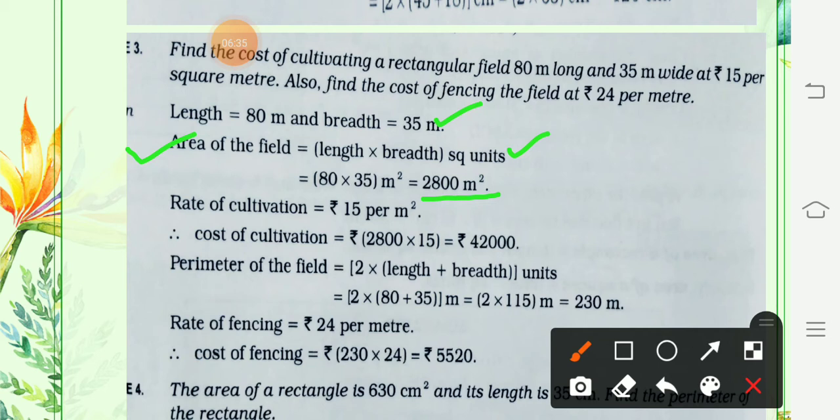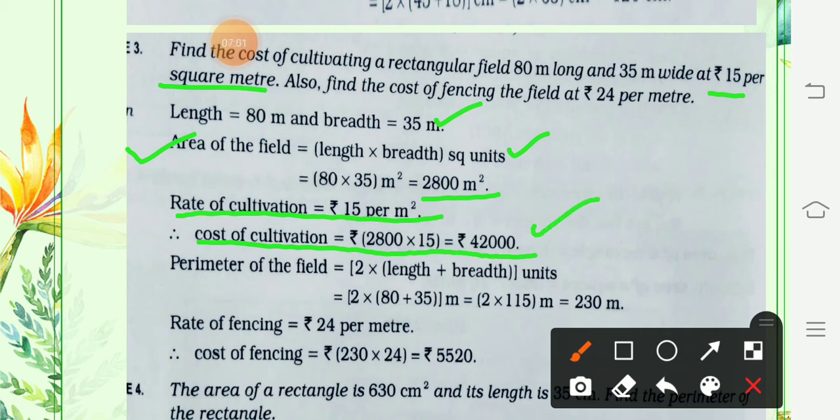Cultivating at rupees 15 per square meter. Rate of cultivating is equal to rupees 15 per meter square, and we have to cultivate 2800 meter square area. So total cost of cultivating is rupees 2800 multiplied by 15, we get the answer 42,000.